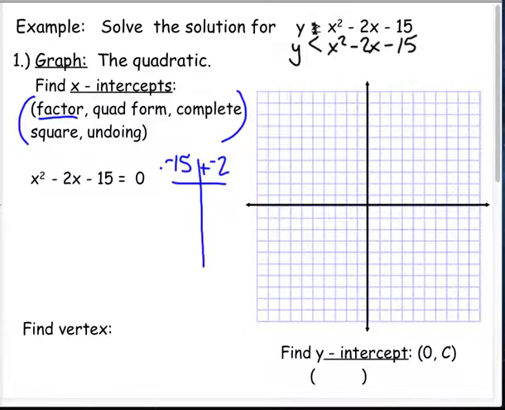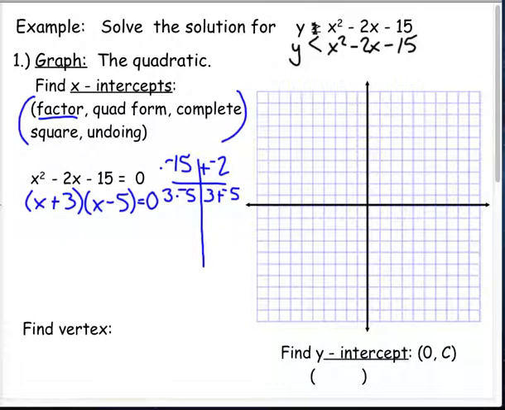Well, for 15, I immediately think 3 and 5. And because I know it needs to add to a negative 2, I want the greater number to be negative. 3 times negative 5 is negative 15, and 3 plus negative 5 is negative 2. So I can go ahead and factor it: x plus 3, x minus 5.